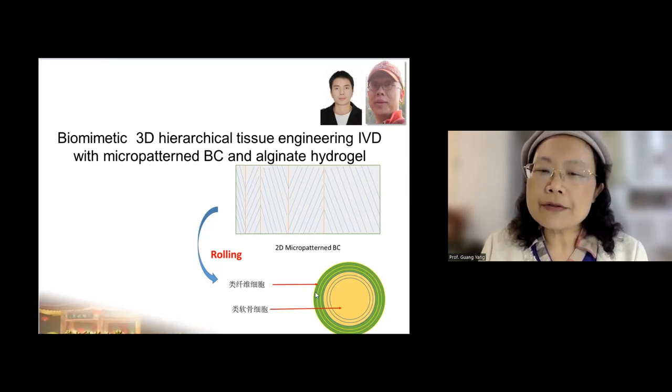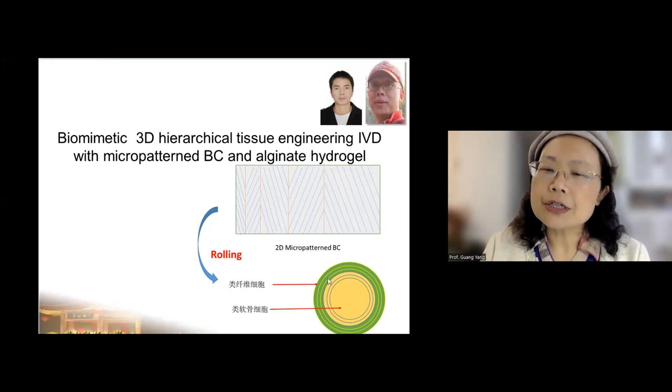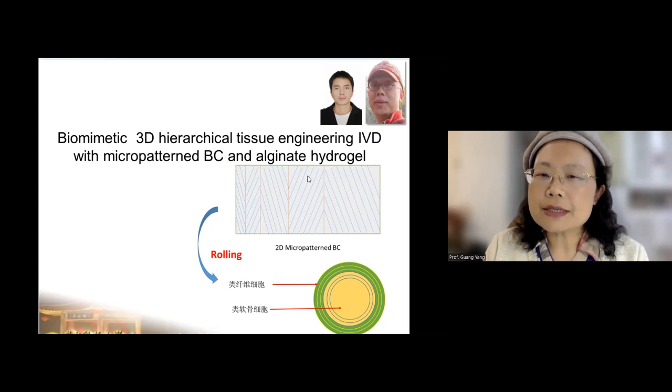For the IVD itself, the outside is very hard. It needs stronger, higher mechanical properties, but the inside needs to be soft. So in this case, we use the bacterial cellulose for the outside, because it needs to be stronger. And for the IVD itself, the structure is like this.